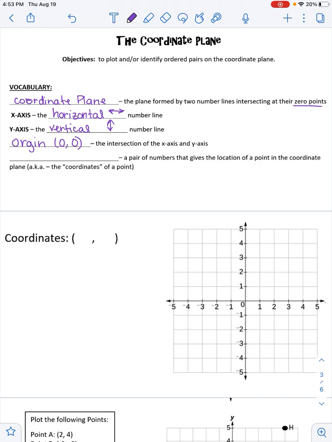And then lastly, it says blank is a pair of numbers that gives a location of a point in the coordinate plane, aka the coordinates of the point. This is known as an ordered pair.